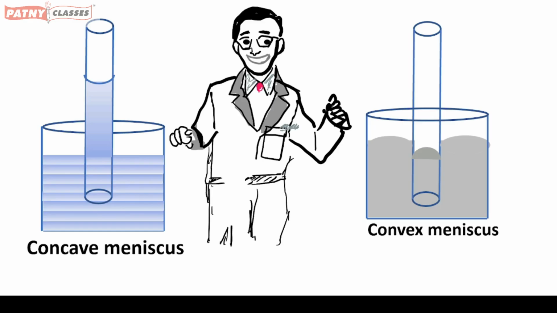Why the difference in the meniscus? Why are they not the same? They are not the same because of differences between the cohesive forces and adhesive forces. Friends, for every liquid, the shape of the meniscus is different. We need to decide the shape of the liquid meniscus. For that, we need to understand a concept called angle of contact.